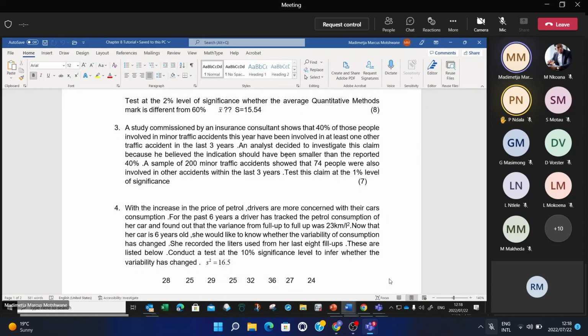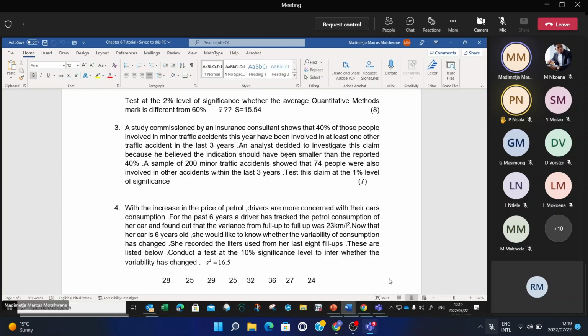With the increase in the price of petrol, drivers are more concerned with their car's consumption. For the past 6 years, a driver has tracked the petrol consumption of her car and found that the variance from full up to full up was 23 kilometers per liter. Now that her car is 6 years old, she would like to know whether the variability of consumption has changed. She recorded the liters from her last 8 fill-ups. These are listed below. Conduct a test at the 10% level to infer whether the variability has changed.